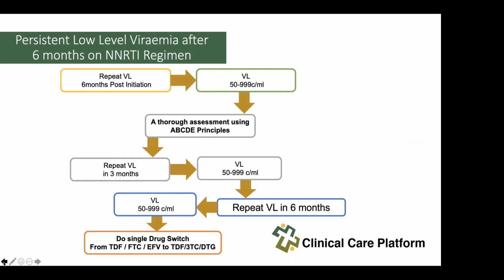Just to close this session, let's remember, if someone presents with a low-level viremia, like Christy said, let's not hope on grace only. Let's really do the work, properly assess your patient, have a plan with the patient, collaborate, partner with the patient, repeat it in 3 months' time. If it's still low-level viremia, the guidelines do allow for you to delay a bit, up to 6 months. And then if it's still there, consider switching to TLD.